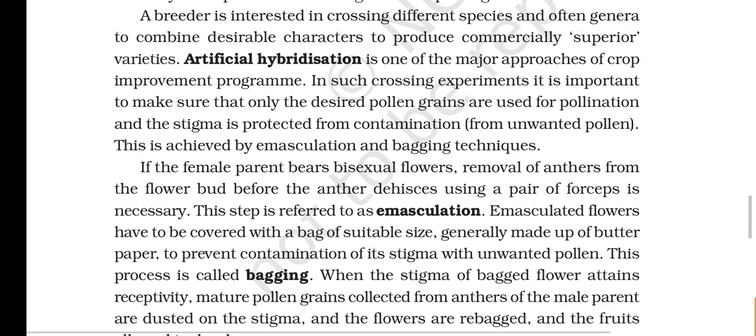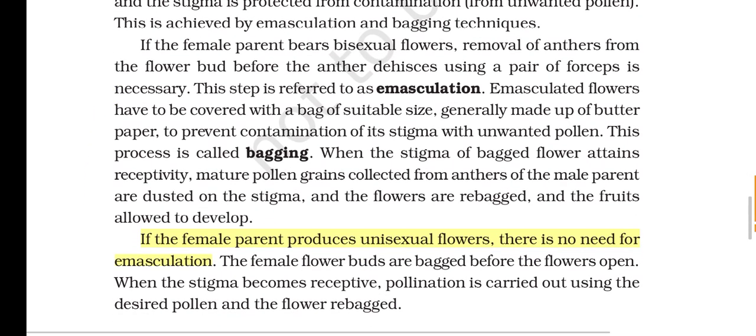If the female parent bears bisexual flowers, removal of anthers from the flower bud before the anther dehisces, using a pair of forceps, is necessary. This step is referred to as emasculation. Emasculated flowers have to be covered with a bag of suitable size, generally made up of butter paper, to prevent contamination of its stigma with unwanted pollen. This process is called bagging. When the stigma of the bagged flower attains receptivity, mature pollen grains collected from anthers of the male parent are dusted on the stigma, the flowers are rebagged, and the fruits allowed to develop.